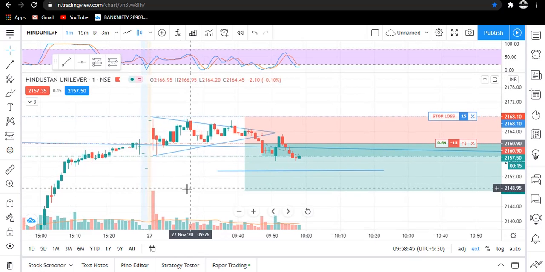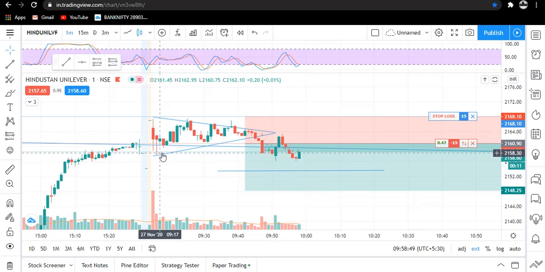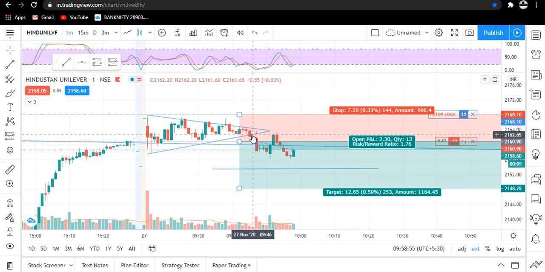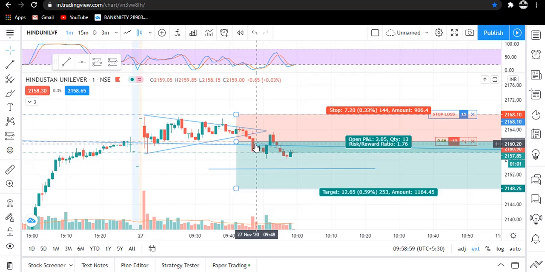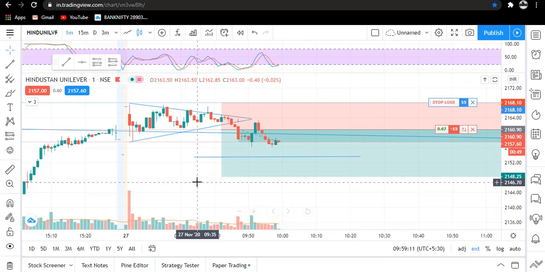So traders, you can see in the morning it first made a triangle pattern. Okay traders, so after making a triangle pattern it gave the breakdown of this pattern, and at this place I entered into the trade. After this breakdown we entered here, our stop loss is here and we are targeting here. Now let me explain in more detail.